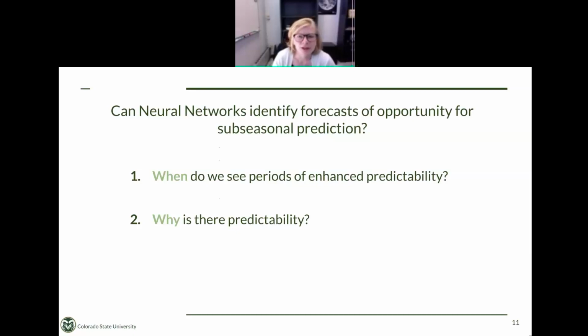Now I'm going to apply a neural network to identify forecasts of opportunity and to see if it can do so. There are two questions that I'm asking. First, when do we see these periods of enhanced predictability, or can we identify these forecasts of opportunity? And second, as scientists, we want to know what the neural network looked at to know that there was predictability in the first place, or how it identified these forecasts of opportunity.